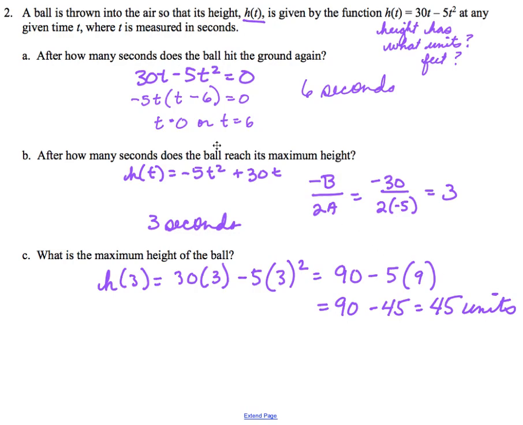Okay, so what I did was I set my h of t equal to 0 because it's going to hit the ground. When it hits the ground, it's going to be 0 feet off of the ground. And one thing I noticed right away is it did not tell me the units. So I guess 0 units. To solve this, I factored out a negative 5t. I found that t was equal to 0 or 6. Obviously, the ball, after being thrown, is not going to hit the ground at 0 seconds.